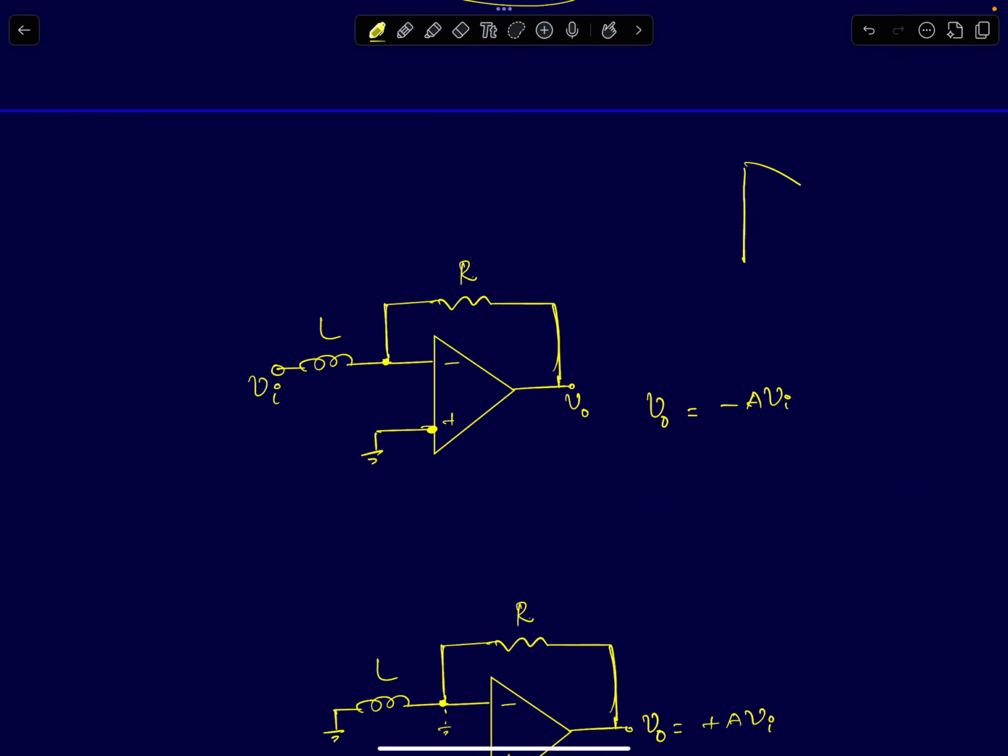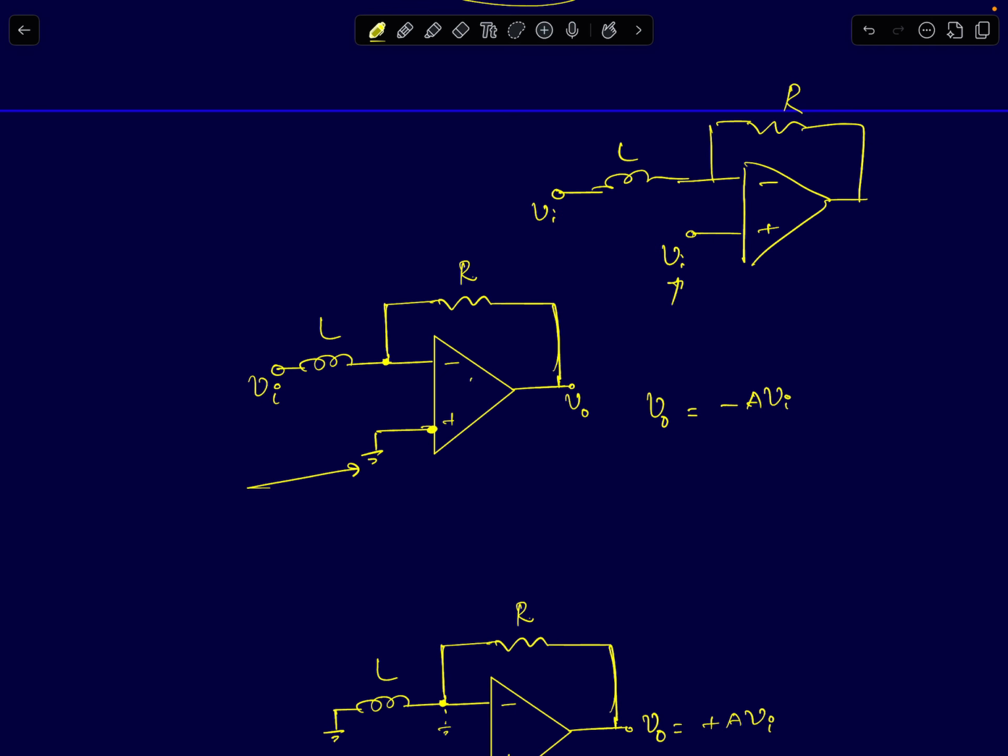So let me just redraw that circuit here. I'm just redrawing the superposed version: L, R and Pi. So first I'll assume this input to be 0, so this node voltage is at ground.